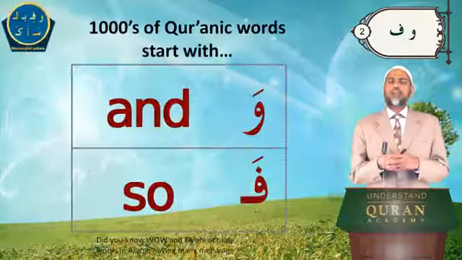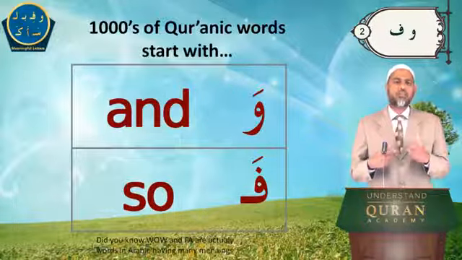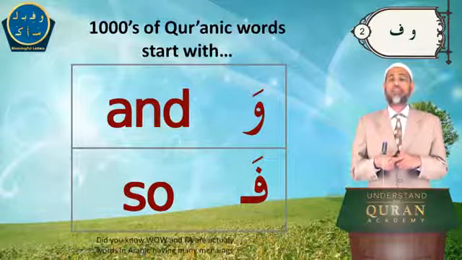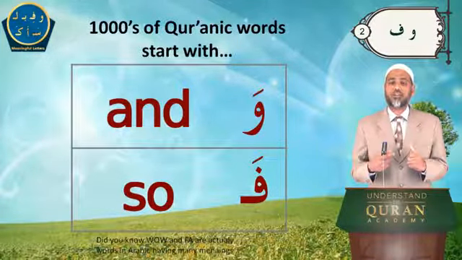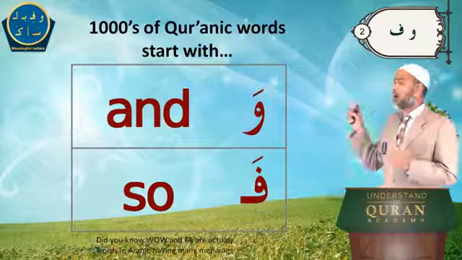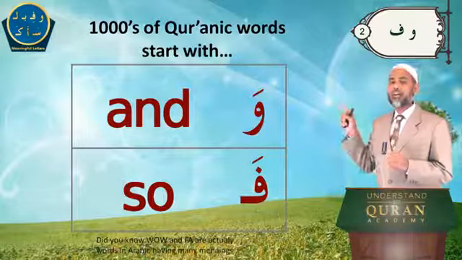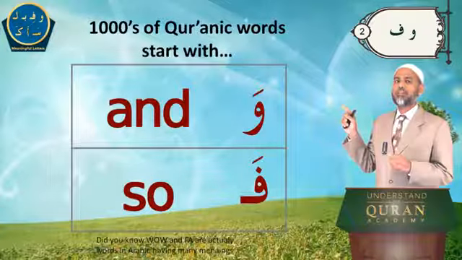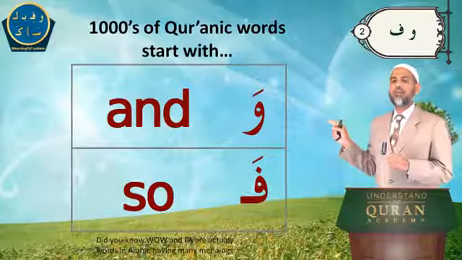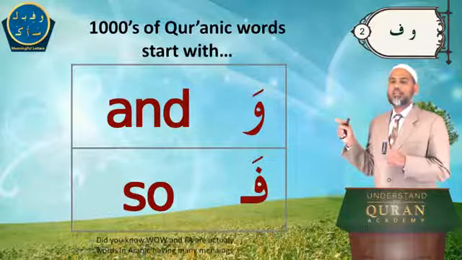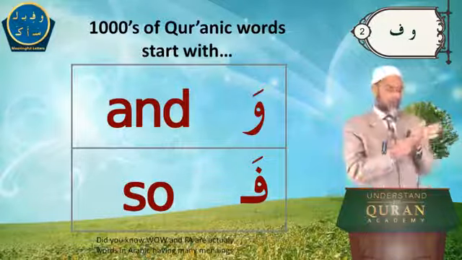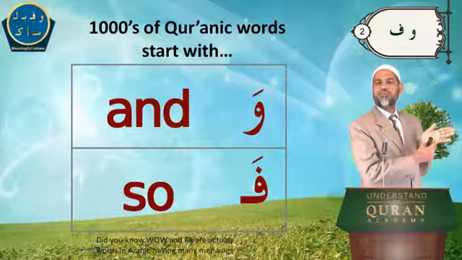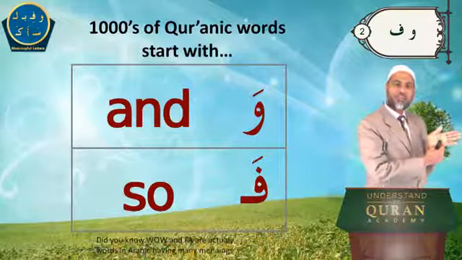Here is another very, very interesting and important tip. Thousands of Quranic words start with wa and fa. Wa means and, fa means so. And interestingly, Arabic does not have space. It saves a lot of space also.